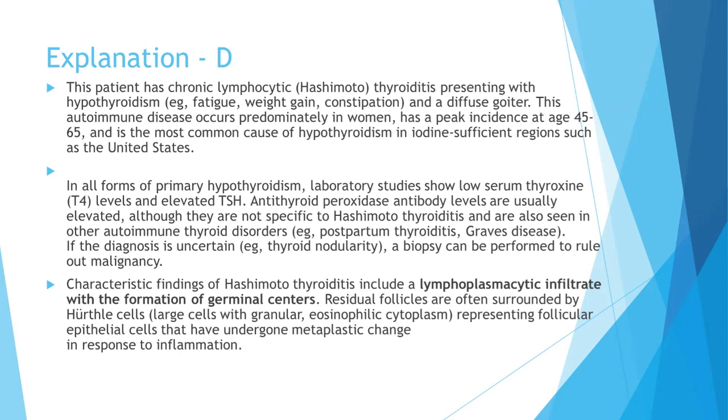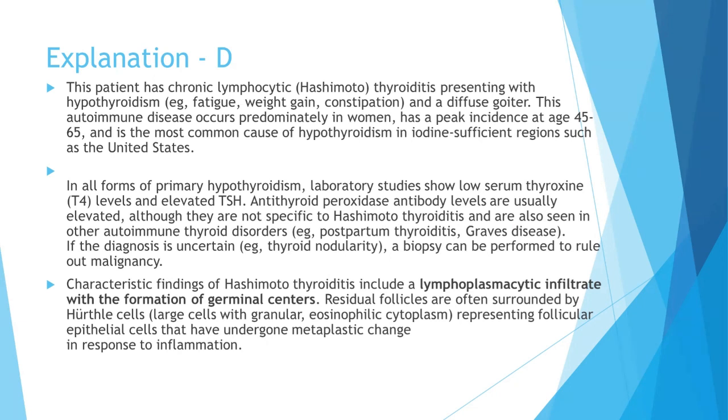If the diagnosis is uncertain, then we just go for the thyroid nodularity, and a biopsy can be performed to rule out malignancy. The characteristic findings of Hashimoto's thyroiditis include lymphocytic infiltrate with formation of germinal centers in the biopsy. The residual follicles are often surrounded by Hurthle cells.